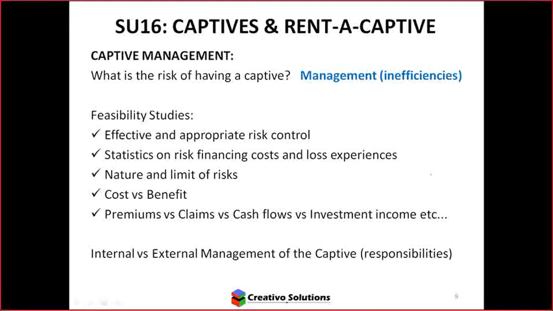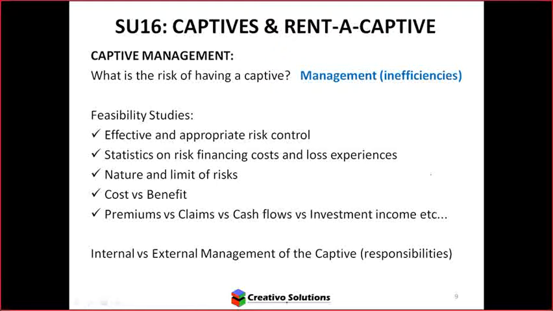Right, so there are feasibility studies that can be done to determine when a captive would be most appropriate. We'll be looking at things like risk control, statistics, the nature and limit of risks, cost versus benefit, premiums versus claims. Those are all some of the different things that you would have to consider before a company is going to create a captive.